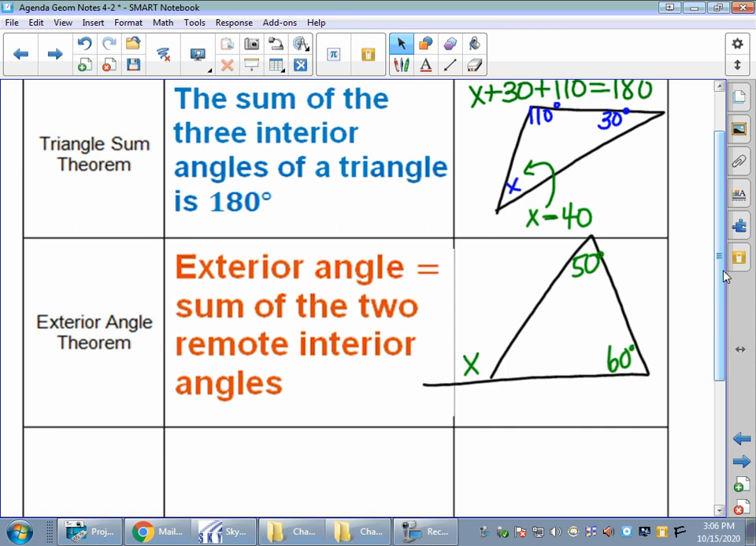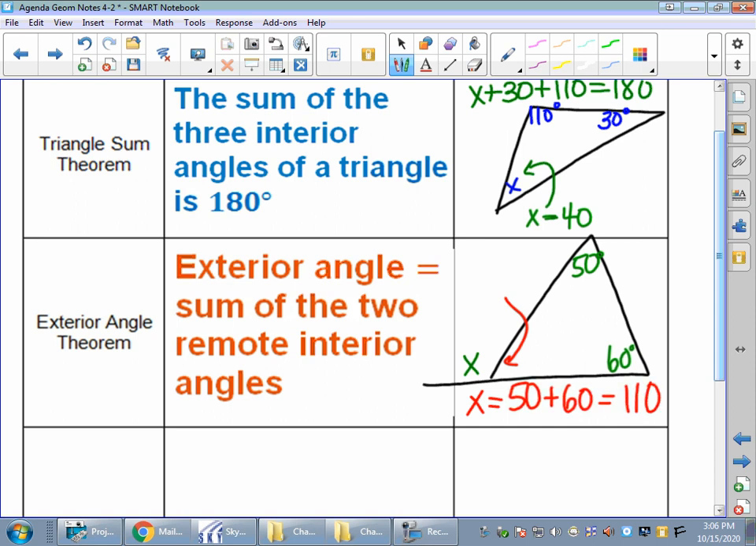We could do this two ways. We could figure out this angle over here if you wanted to. And then we could say, well, those two angles are supplementary, so subtract from 180. Or we could say the exterior angle x is equal to the sum of the two remote interiors, so the two angles farthest away, 50 plus 60, so x is equal to 110 degrees. It's just a shortcut situation 95% of the time. Sometimes they'll throw something in there that you actually have to know that and use it.